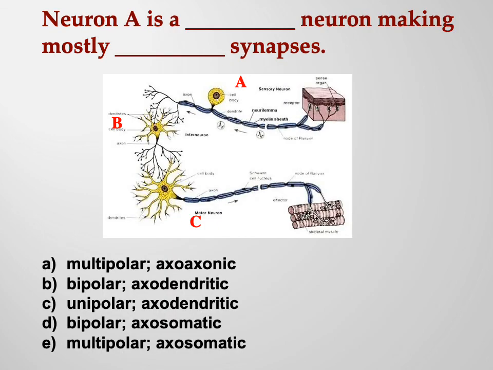So let's take a look right here. Here we see neuron A, B, and C in a diagram. I want to know neuron A is what type of neuron, and it's making mostly what kinds of synapses. Is it multipolar, bipolar, or unipolar? And are the synapses axoaxonic, axodendritic, or axosomatic? Take a look. Neuron A, what type is the neuron, and what kinds of synapses? Notice it's a unipolar neuron. It has only one process, and it's making synapses with the dendrites of that interneuron. So it's unipolar and axodendritic.